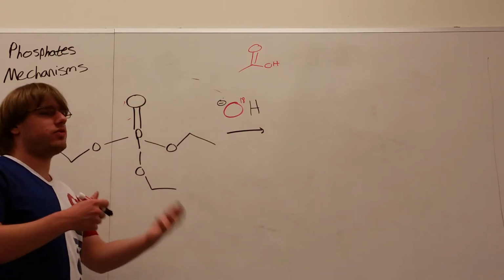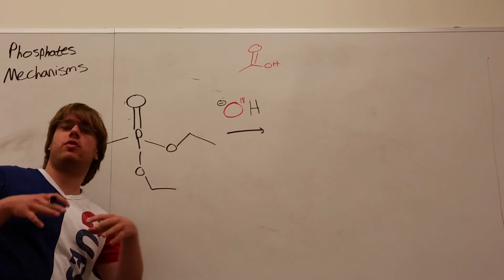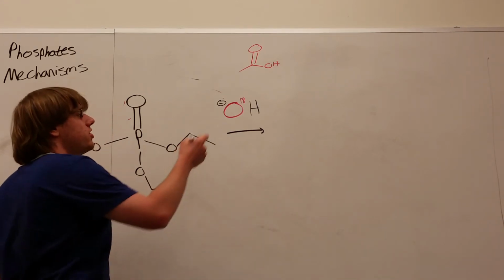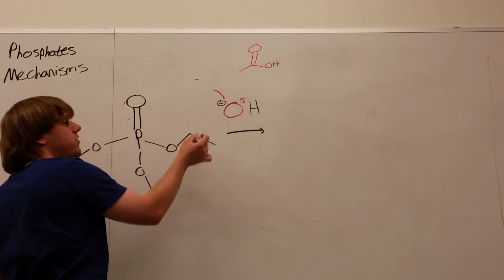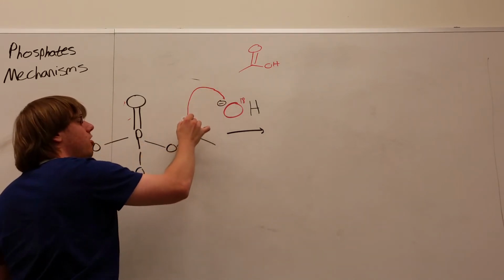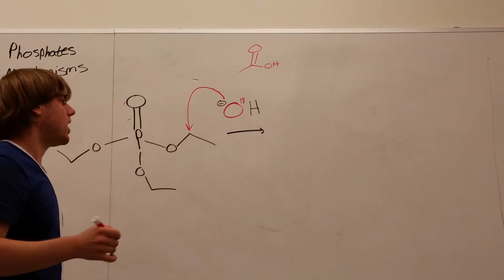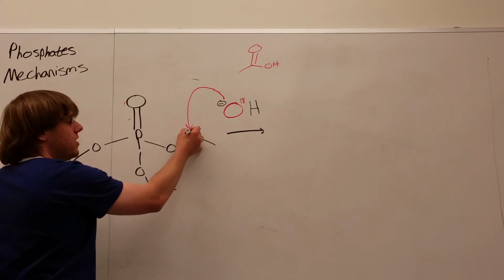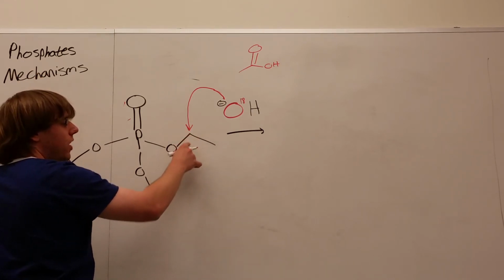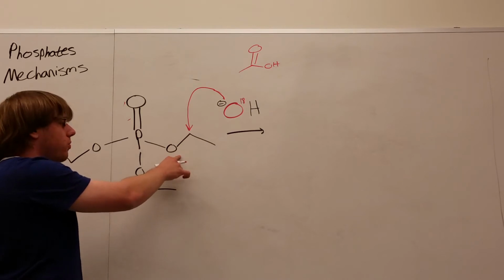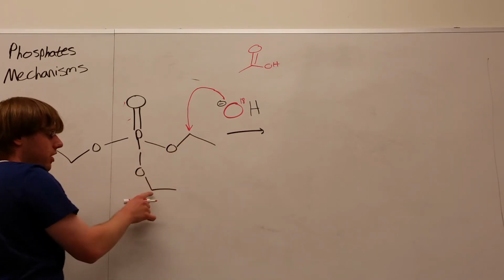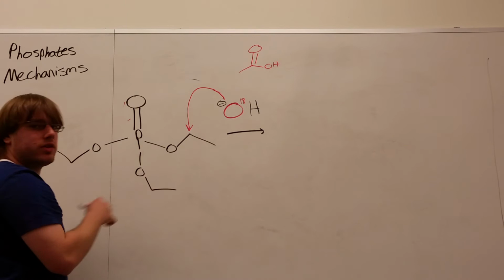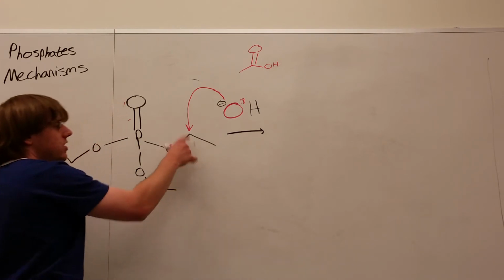Well, this is what makes phosphates react a little differently from what we're used to. What this oxygen can do is, rather than attacking the phosphorus this time, it can attack the carbon of your OR group. And when I say the carbon, I mean the carbon that is a single bond away from the oxygen of that OR group where it's connected to the phosphorus. So right here, here, or here. Since these are all equivalent, it doesn't really matter which one I choose. So I'm going to say this one.